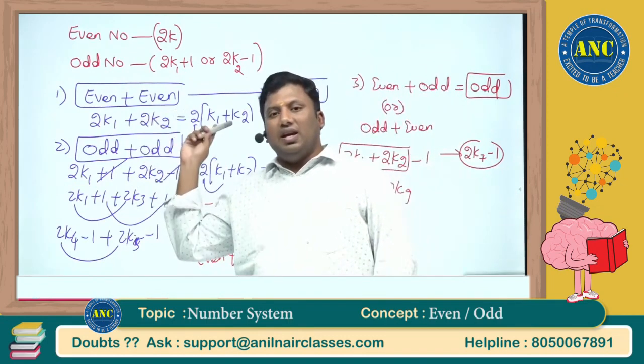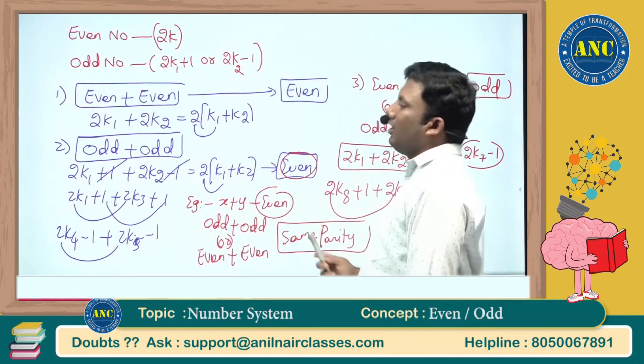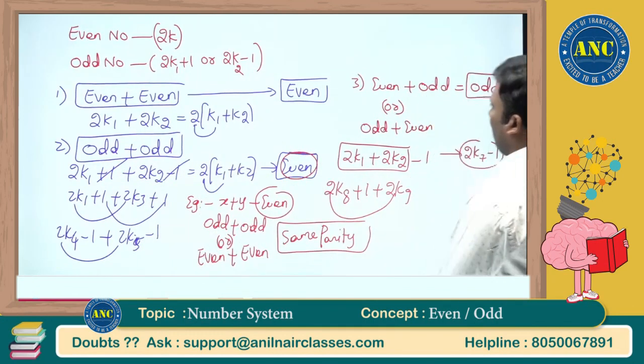Even plus even is an even number. Odd plus odd is an even number. Now see here.